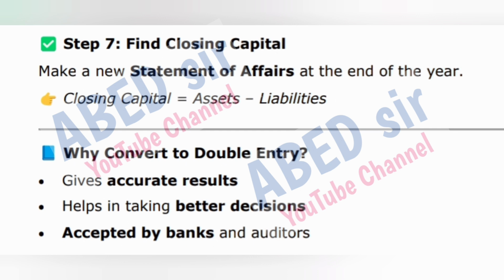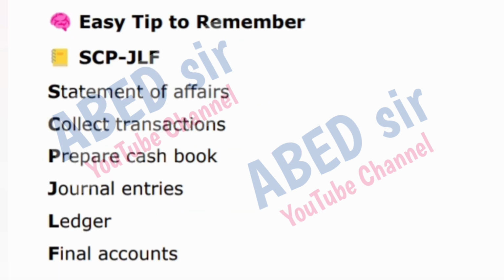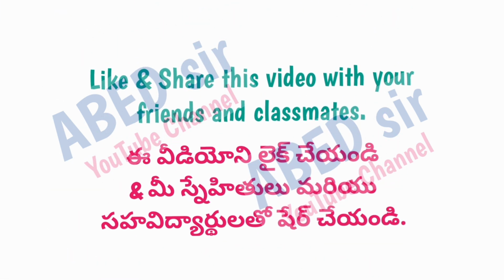Why convert to double entry? Gives accurate results. Helps in taking better decisions. Accepted by banks and auditors. Easy tip to remember: SCPJLF. Statement of affairs. Collect transactions. Prepare cash book. Journal entries. Ledger. Final accounts.